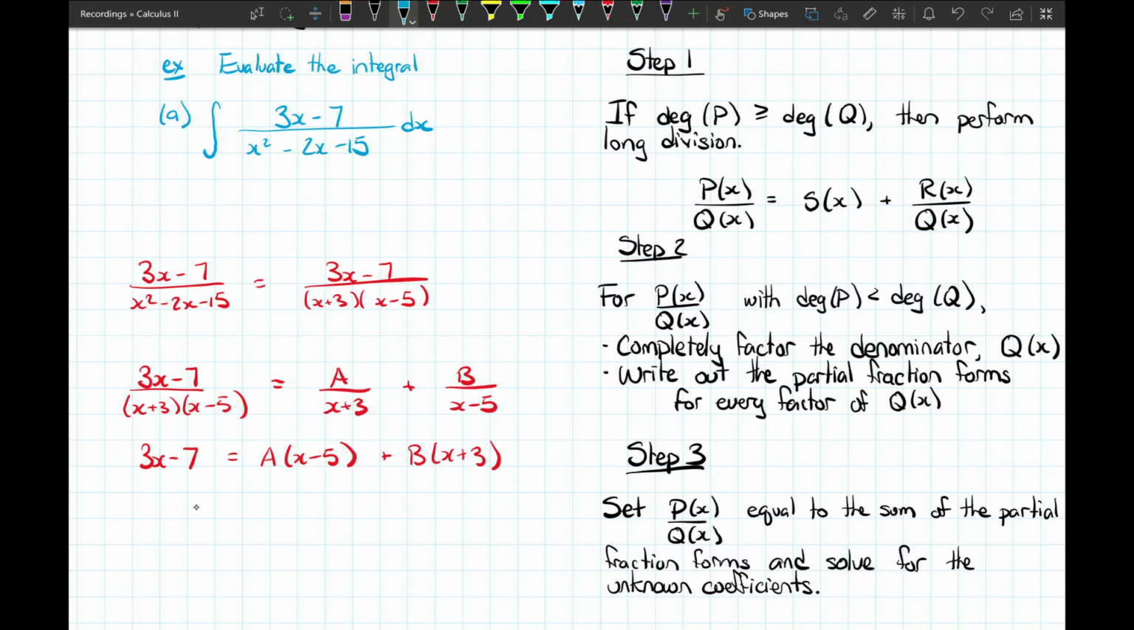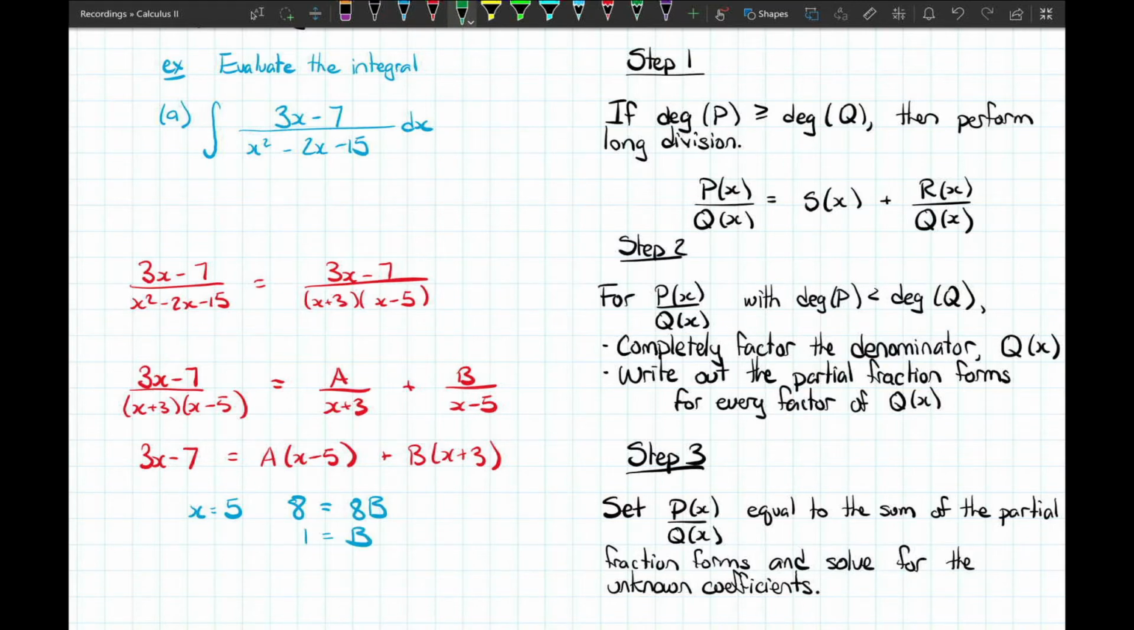Now let's say we're going to make it easy when we have linear equations and choose to plug in convenient values of x. Let's say x is equal to 5. Then this equation becomes 3 times 5 minus 7 equals a times (5 minus 5), which is 0, plus b times 8. And right away, we can see that we must have b equal to 1.